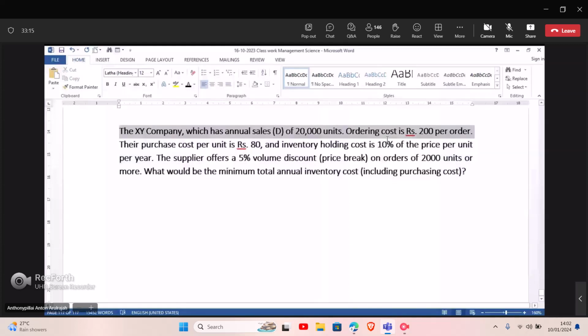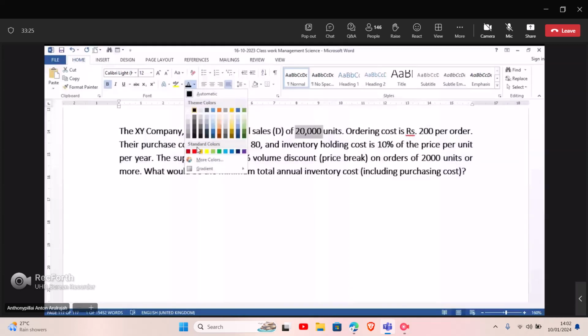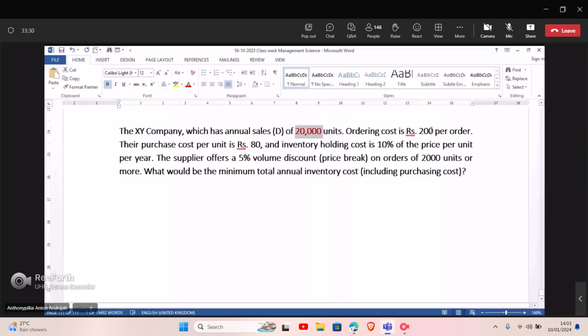The XY company has annual sales of 20,000 units, and the ordering cost is 200 per order. Purchasing cost is 80 rupees. Inventory holding cost is 10% of the price. The supplier offers a 5% volume discount, a price break, on orders of 2,000 units or more. If you purchase 2,000 units or more, the discount applies.